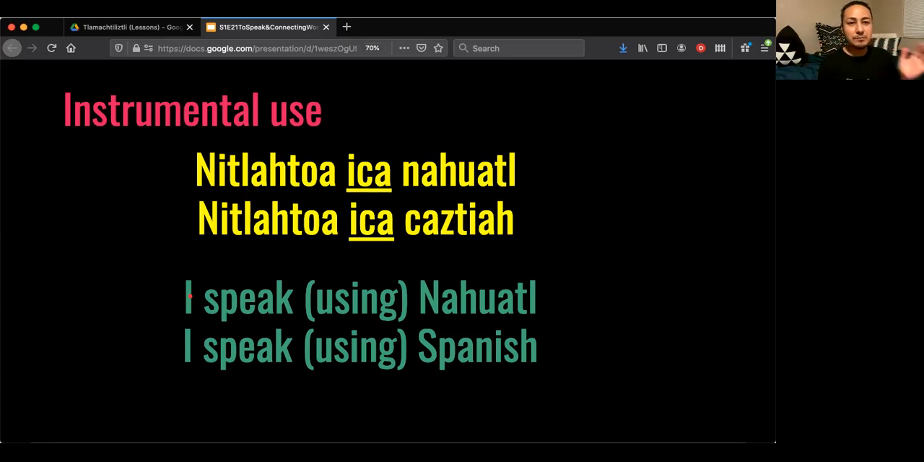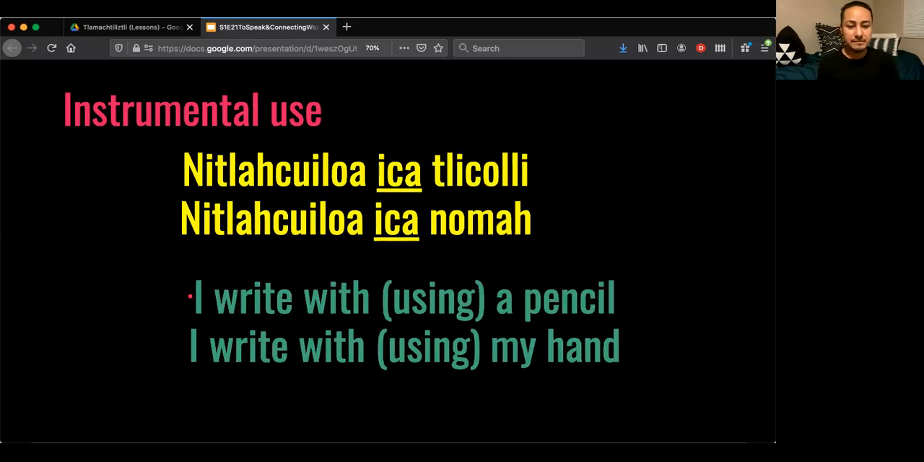I say this because in previous classes when I've taught students, they think that ika means "in," like I speak in Nahuatl, because I always say ni tlahtoa ika Nahuatl, but the ika does not mean in, it means using. I speak using Nahuatl, etc. Those are just how you say "to speak" or "I speak Nahuatl." If you're ever wondering how to say that, you could also say ni Nahuatl tlahtoa or ni tlahtoa, as you previously saw. But this ika also has an instrumental meaning, you're using something as an object, as an instrument.